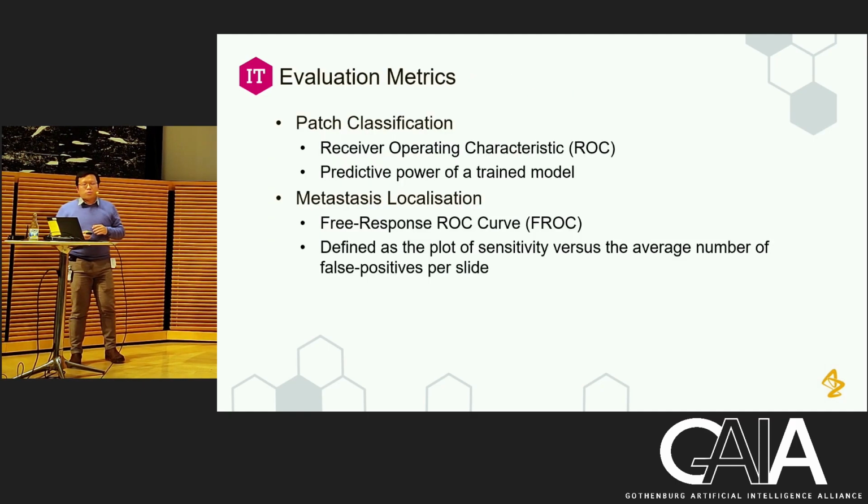In order to evaluate our results, we use two metrics. One is for patch classification. It's just standard ROC analysis, used to determine the predictive power of each model we train, basically to find out how powerful they are at predicting patches. Then we also have the official metric, called the free response ROC curve, which is defined as a plot of sensitivity versus the average number of false positives per slide. This is the script provided by the official challenge organizer. So we produce the results and run them through this official script.